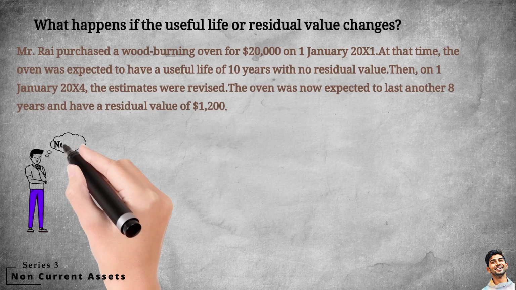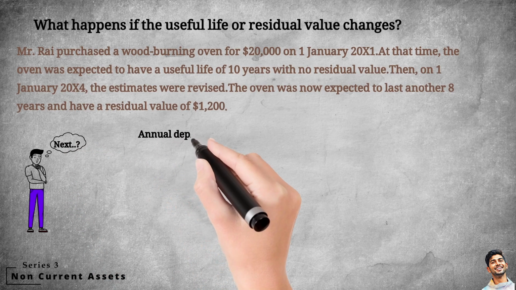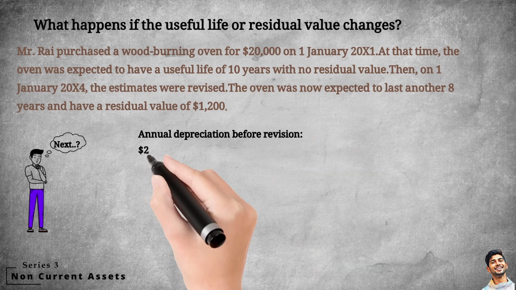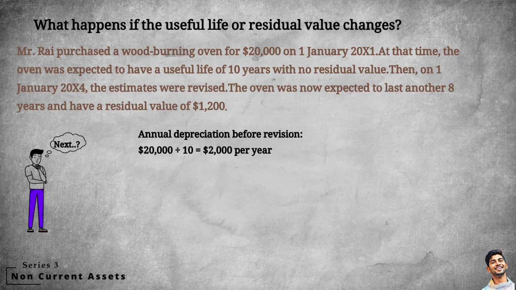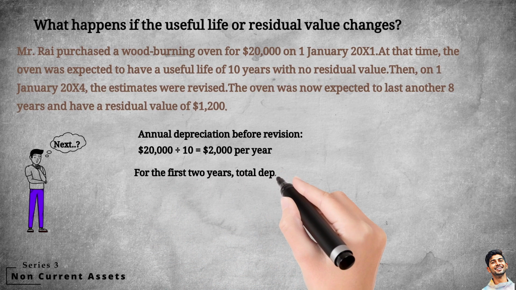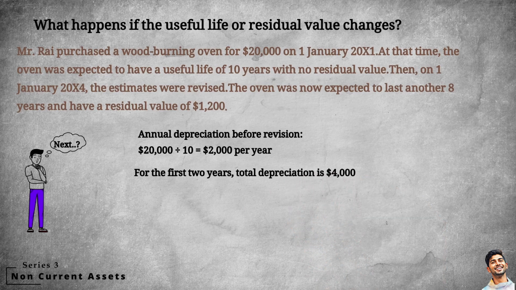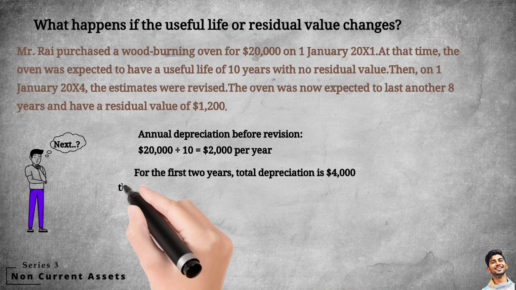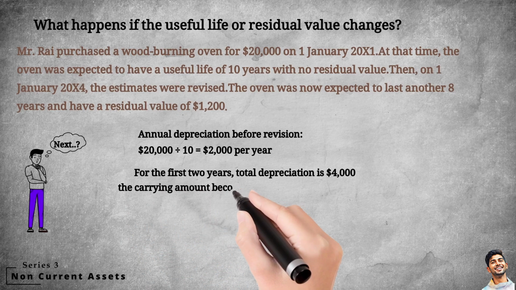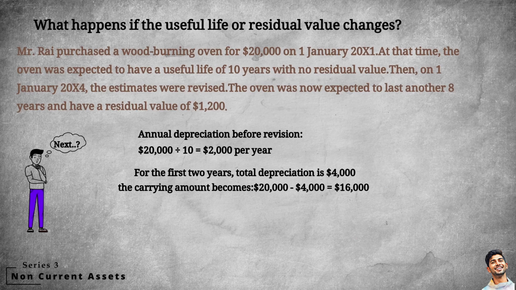What happens next? First, we calculate the carrying amount at the date of revision. Annual depreciation before revision: $20,000 divided by 10, which is $2,000 per year. For the first 2 years, the total depreciation is $4,000. Therefore, the carrying amount becomes $20,000 less $4,000, which is equal to $16,000.